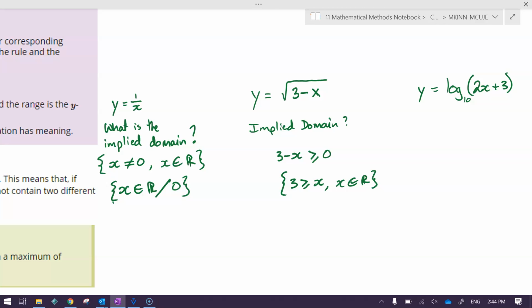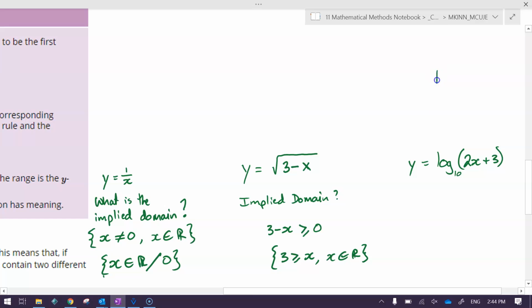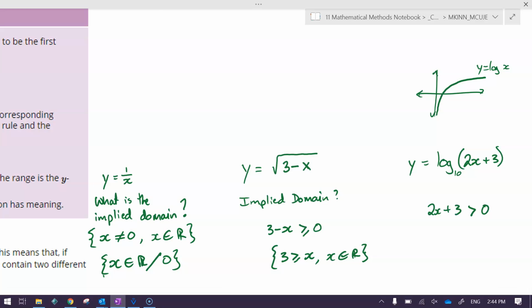Do the log of a few different numbers. When are you getting answers? When are you not getting answers? It can't be 0 or negative. If we think back to our graph of these things, y equals log of x looks like that. So 2x plus 3 has to be greater than 0. Now, if you haven't done logs before, that's okay. You didn't need to know that. But I would expect you to be able to go from 2x plus 3 is greater than 0 to a simplified version of that. So what does it mean for x?